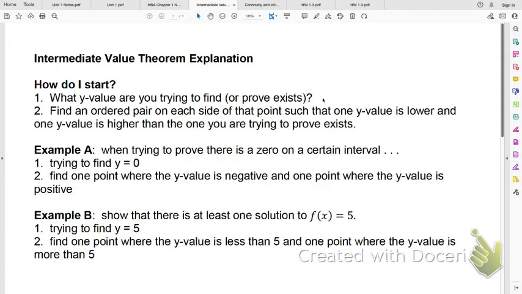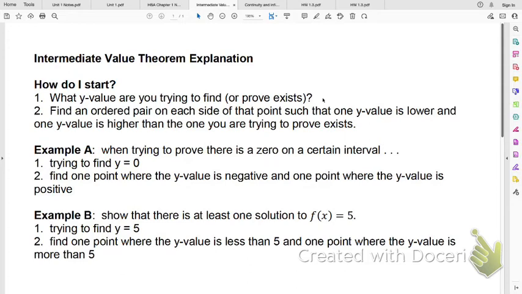So you're basically trying to find 2 points that are on either side of it. One is lower, one is higher, okay? So you might be asked to prove that there is a 0, y equals 0. So you need to find a point where the y value is negative and a point where the y value is positive and show that it is 0 sometime between them.